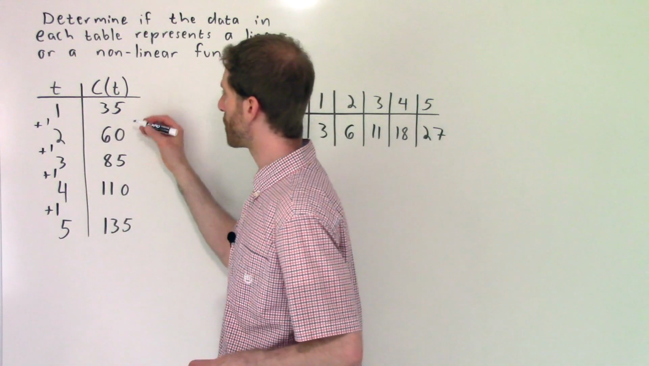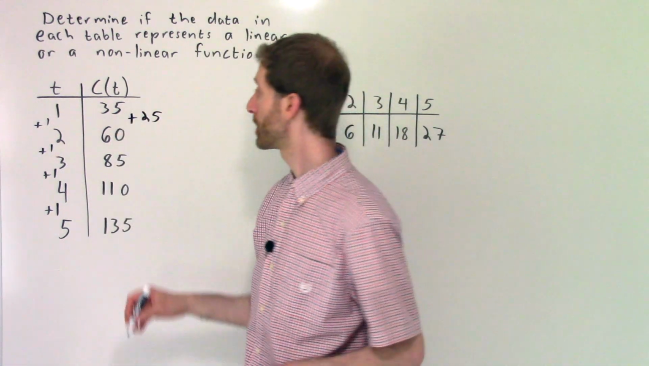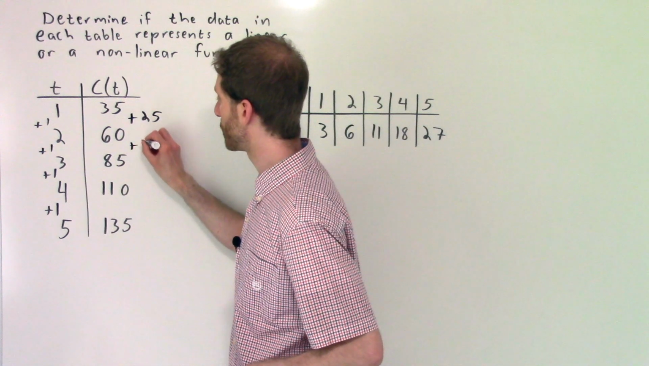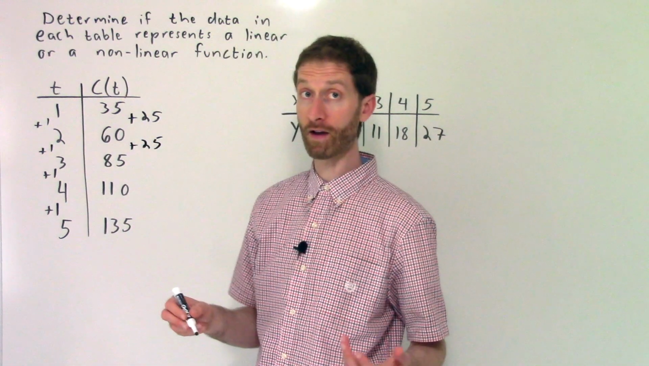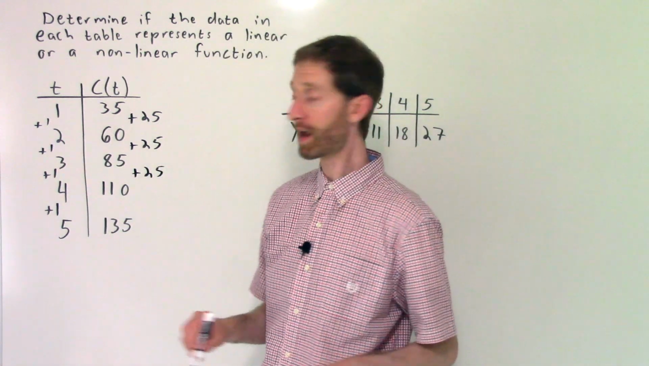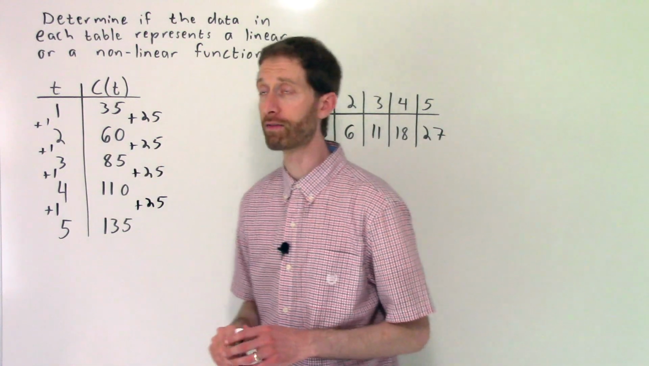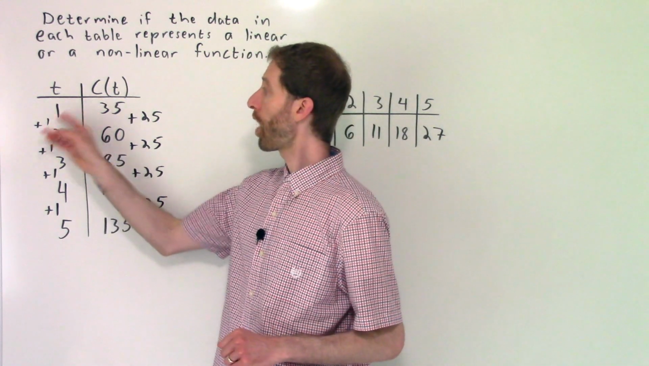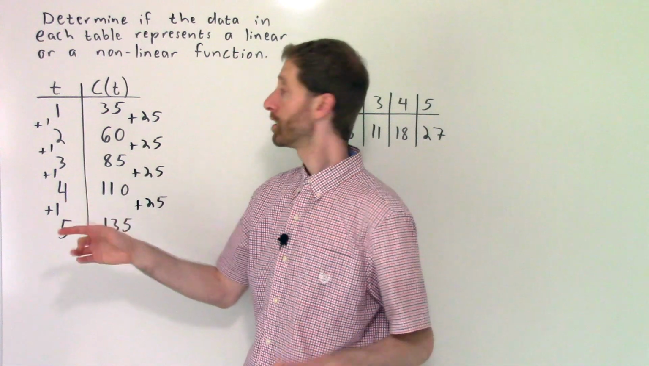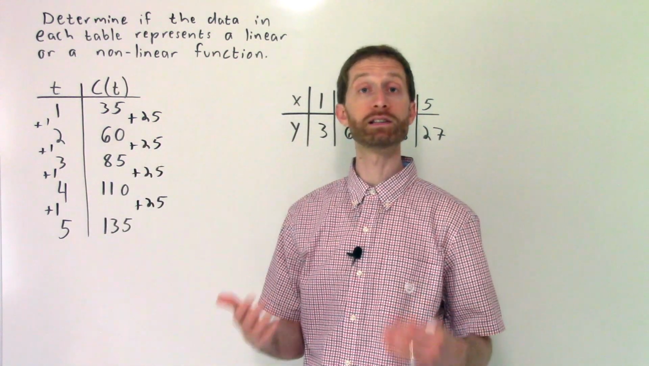Well, C of t goes up by 25. 60 minus 35 is 25. And 85 minus 60 is 25. So we go up by 25 there. Here, we go up by 25 again. And then here, 135 minus 110, up by 25. So we notice that for every one we go up in t, we go up by 25 in C of t. That represents a nice linear relationship.